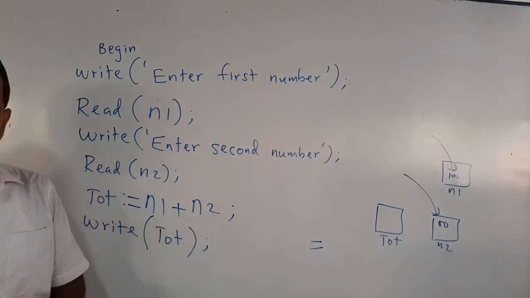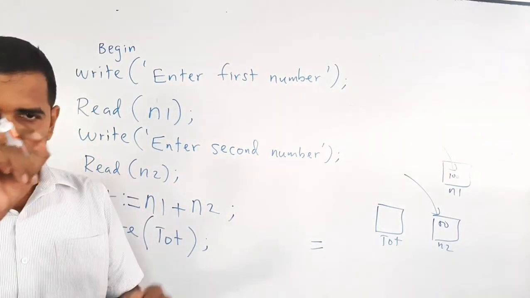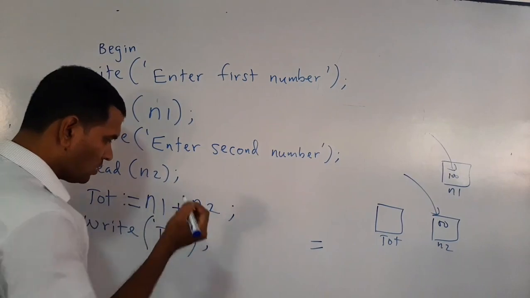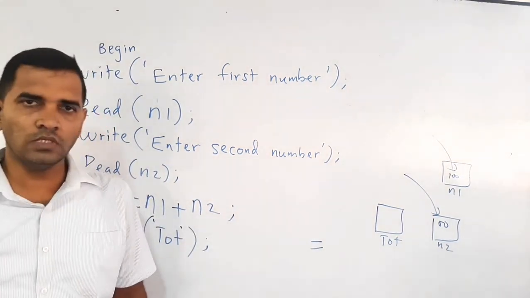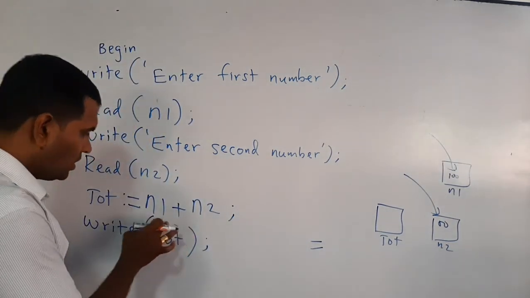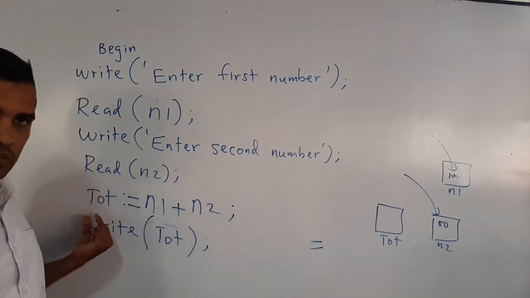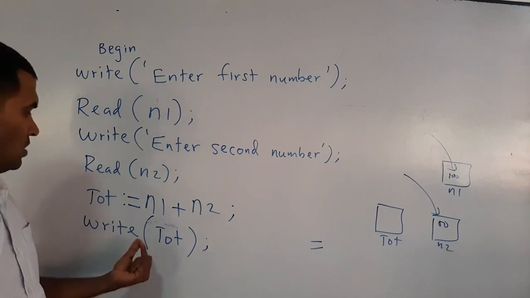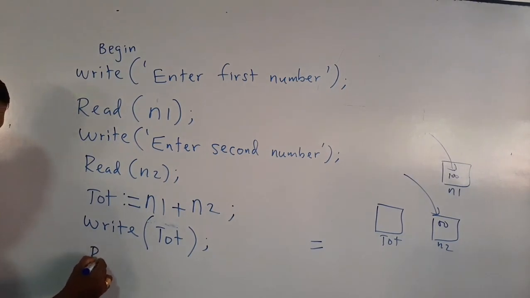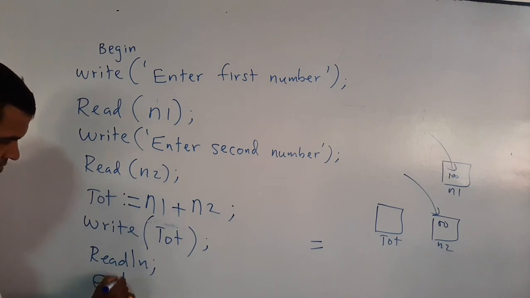So that's why I write the name of the storage, not in single quotes, because whatever is within the single quotes must be shown on the screen. So suppose if I put single quotes like this, the word TOT will be on the screen. That is not the one which I expected. I expected to have the number on the screen. So where is the number? It is in the TOT, right? So it is TOT. Finally, you have to read element and then end.